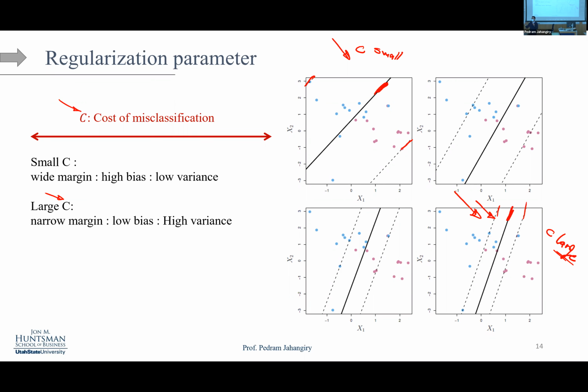Again, at the end of the day, it's a trade-off between bias and variance, right? So for example, I know for a fact that this is going to be overfit, this is underfit. So maybe this one and this one, which is the better one? The one which gives me the smaller error rate or higher accuracy in cross-validation.